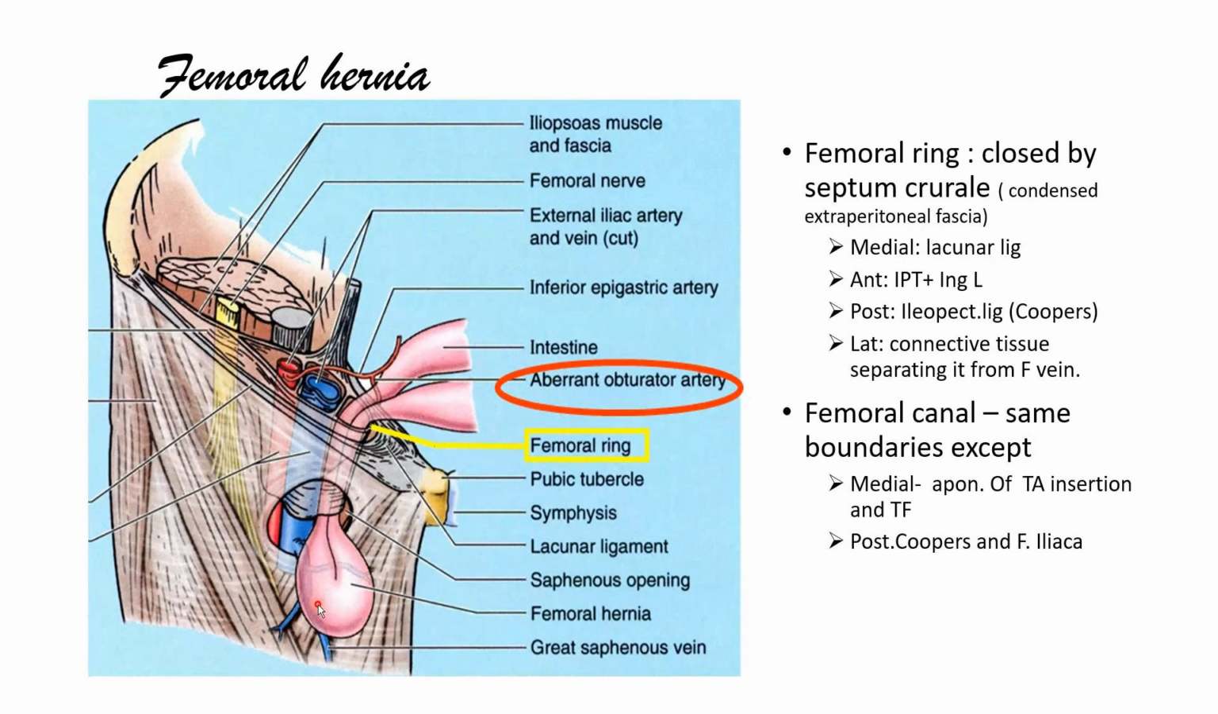One very important thing to be noted in this picture is this artery out here, in the area of the lacunar ligament, the aberrant obturator artery. That's the reason why the lacunar ligament should never be cut like this. When you're releasing an obstructed femoral hernia, please do not cut the lacunar ligament like this. Why? You may be cutting an aberrant obturator artery. And if you do, you'll not be able to control that artery. You'll have to do a full laparotomy, and then try to identify the origin of the aberrant obturator artery.